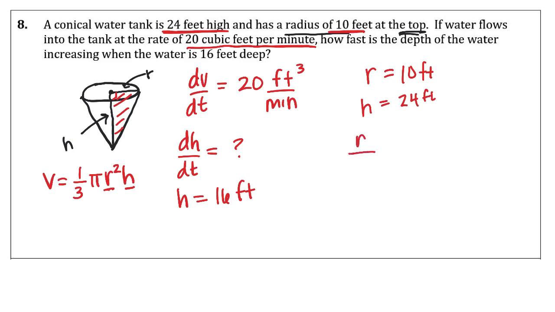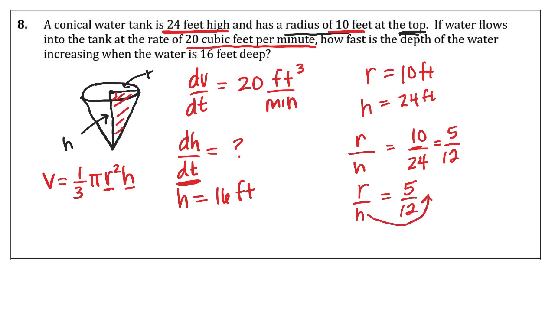So again, we can set up a ratio here. We can say, well, our radius to our height is 10 to 24. And that'll reduce down to be 5/12. So we have the relationship R to H is 5/12. We're wanting to just find dH/dt. So let's solve all of this for R. So I'm going to multiply our H over. So I know R is equal to 5/12 H.